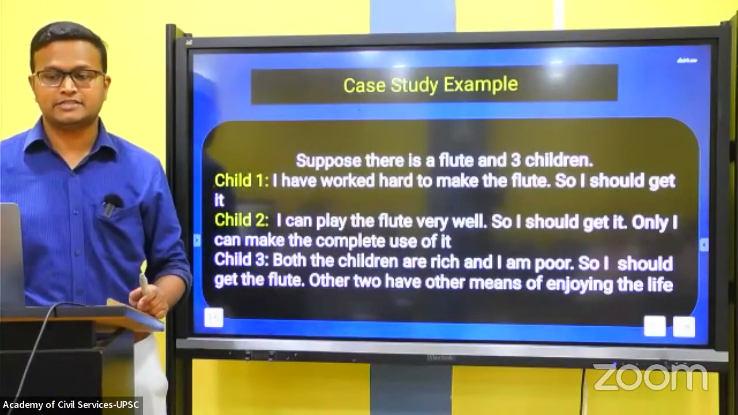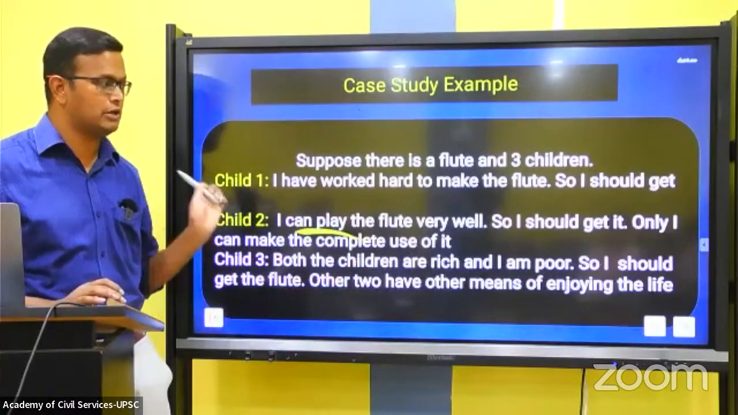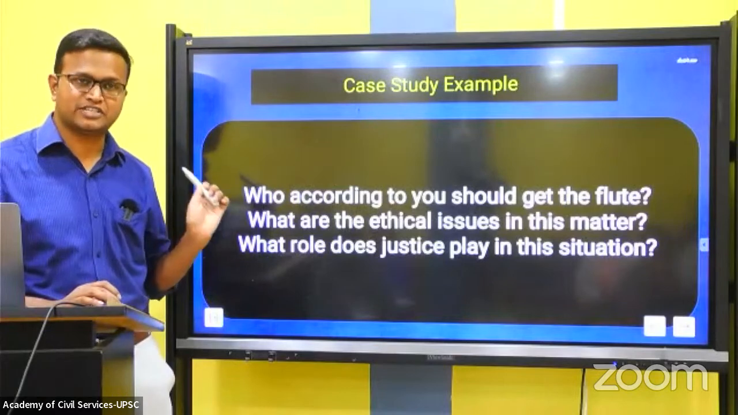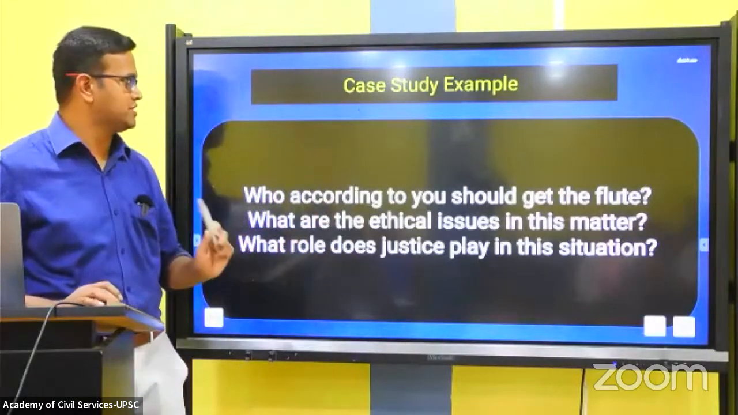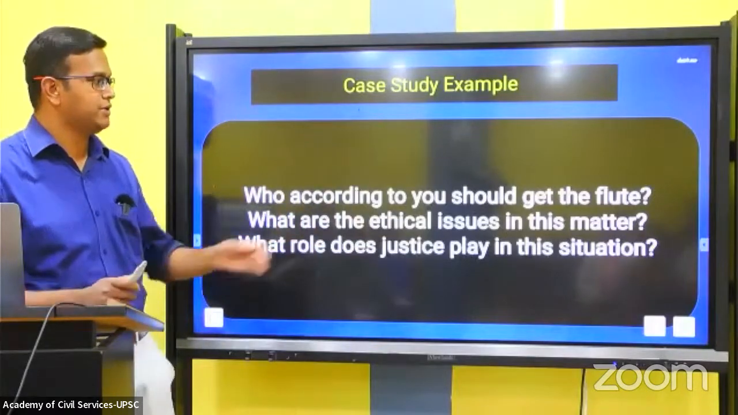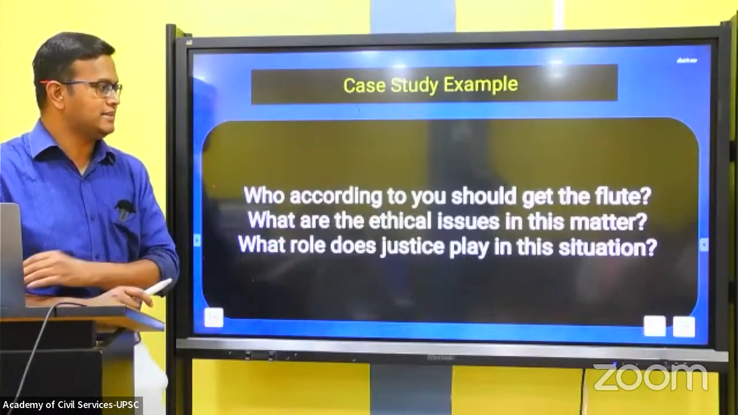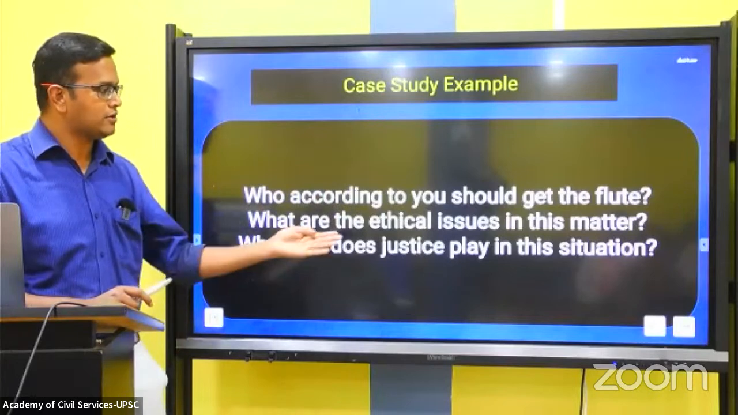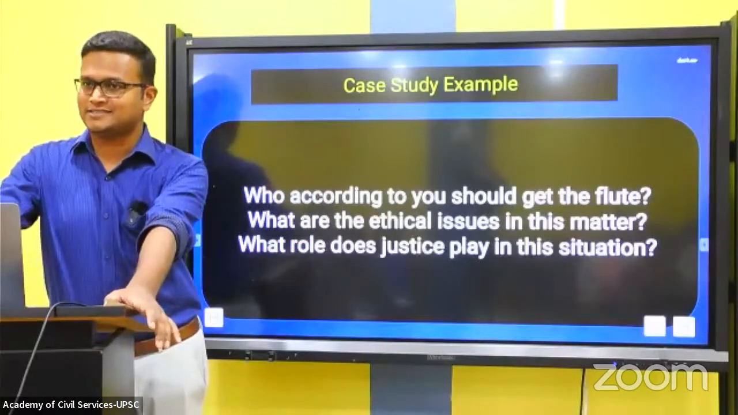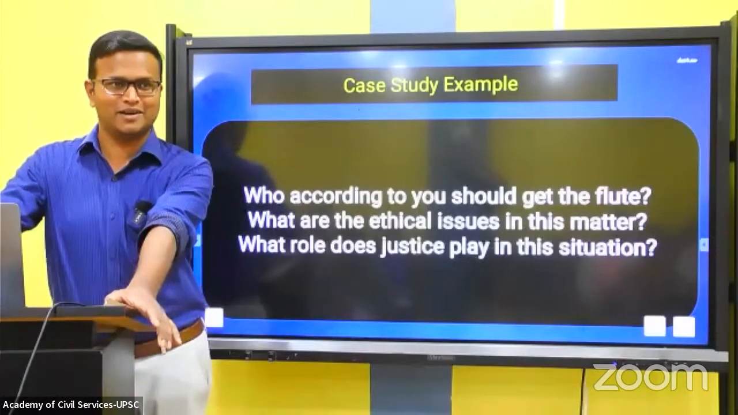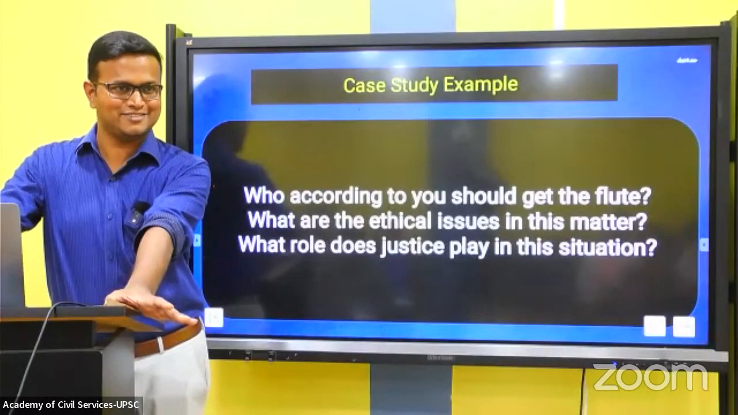According to each and every situation, first you have to take into account the law. Second thing should be perfectionism. Third, if it is deserving, you should give it to the poor person. And who according to you should get it? What are the ethical issues in this matter? What role does justice play in this situation? Then what is justice in this situation? Justice is that whoever has the right to property, that is the first justice.